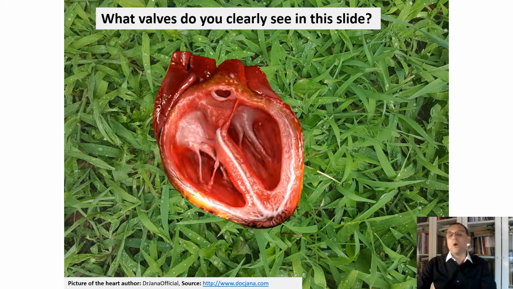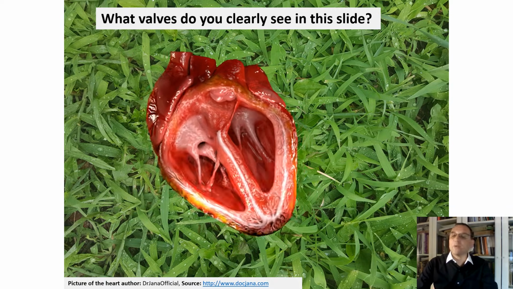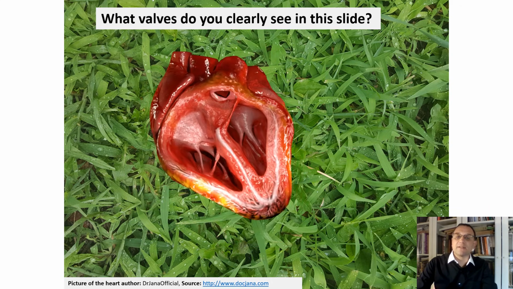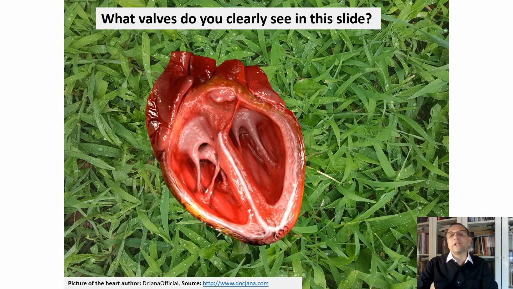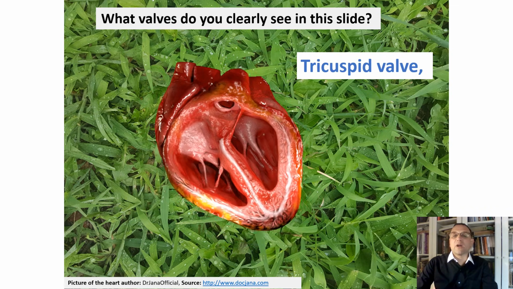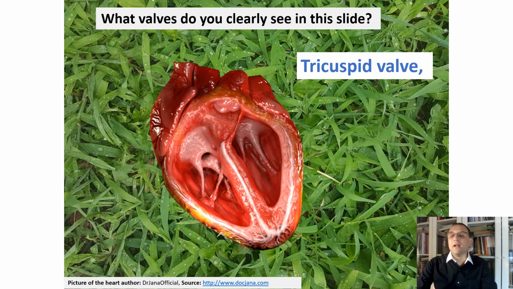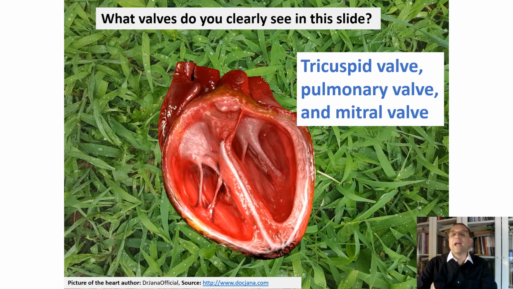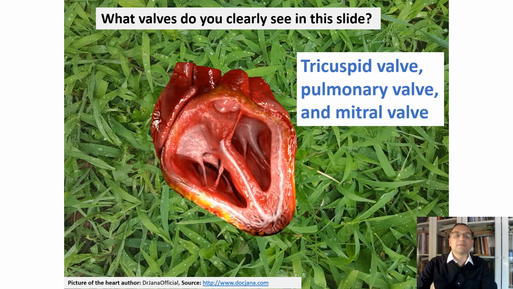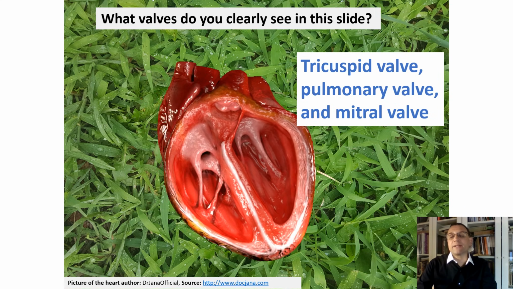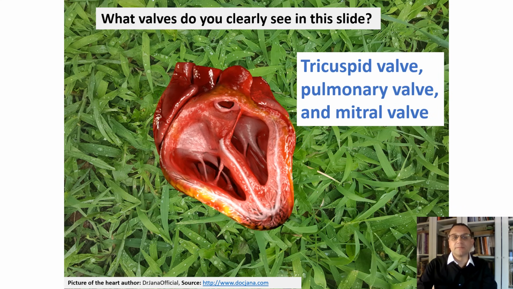Now let's see if you were able to remember some of the material we covered. Do you remember the names and locations of the heart valves? What valves do you clearly see in this slide? You are correct if you say tricuspid valve, pulmonary valve, and mitral valve. What you don't see here is the aortic semilunar valve.